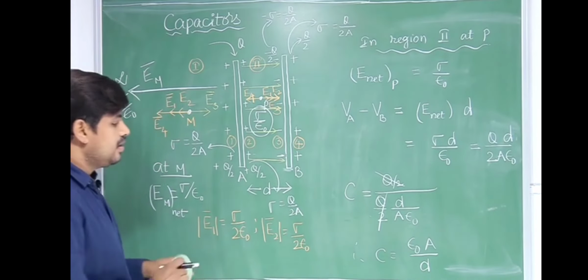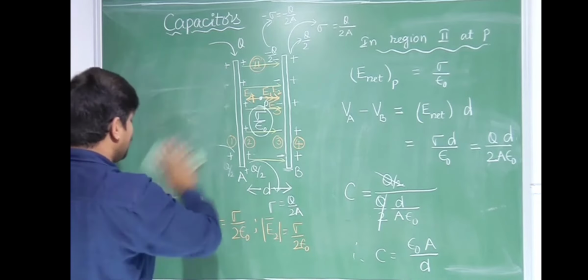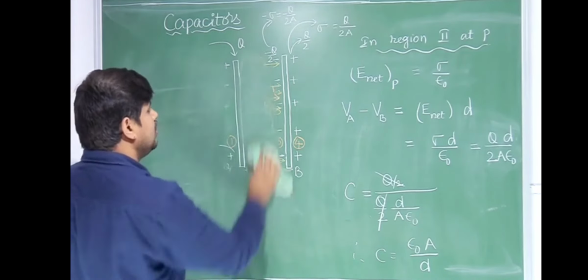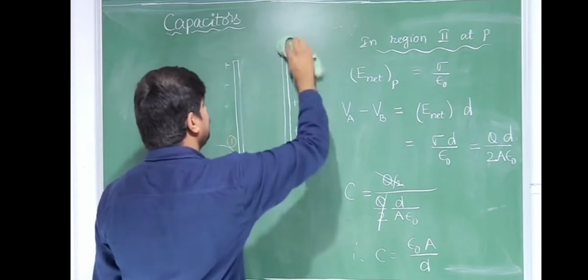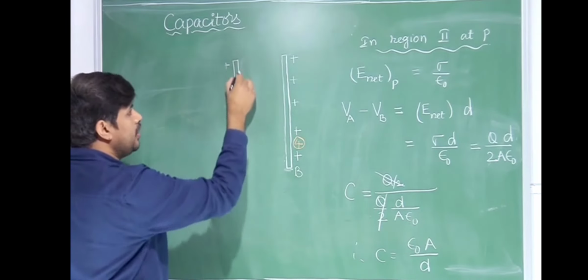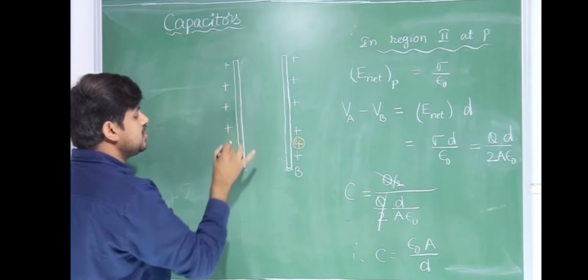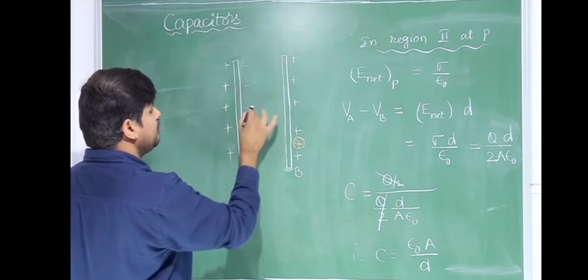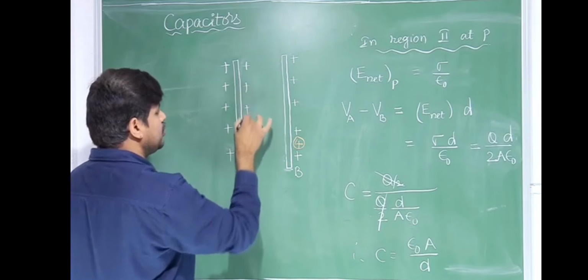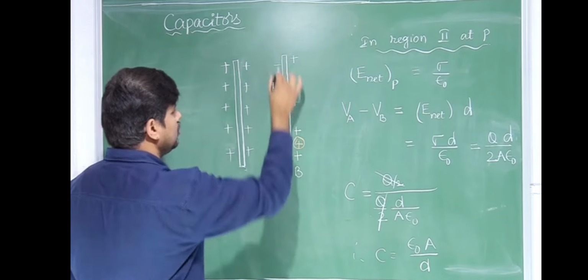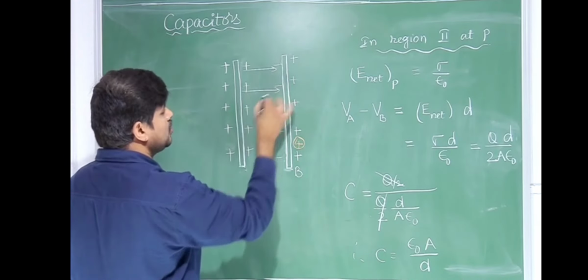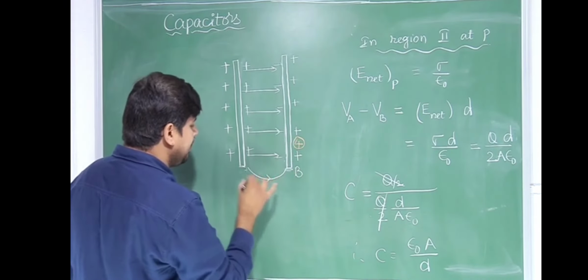Now here, how will the electric field be between these two plates? I want to show that electric field as I promised previously. So the electric field between these two plates I am drawing now. Here is a positive charge, here is a negative charge. This electric field is directed from positive to negative, and at the corners the electric field is non-uniform.